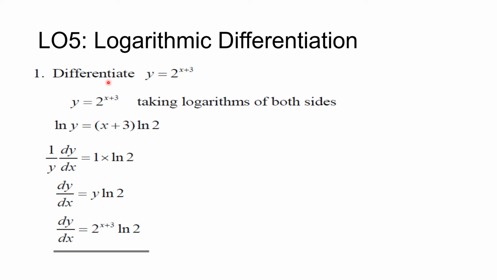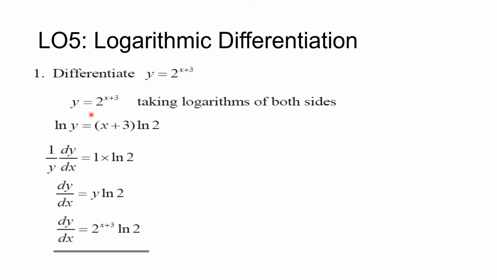So now we're going to look into our fifth learning outcome, which is logarithmic differentiation. Recall back in semester 1, we learned what logarithmic functions are. Logarithmic functions are basically functions that have an index as the power. Therefore, for example, if you need to differentiate y equals 2 to the power of x plus 3, you can't differentiate it straight away. You need to actually introduce ln, which is logarithms, on both sides of the equation. Remember, when you introduce ln, you need to introduce it to both sides.